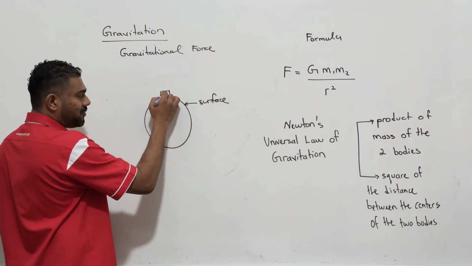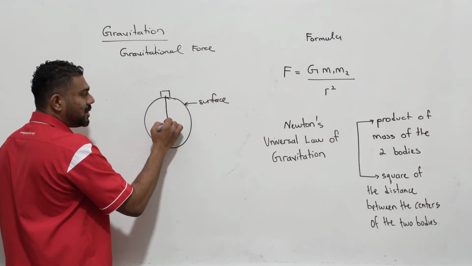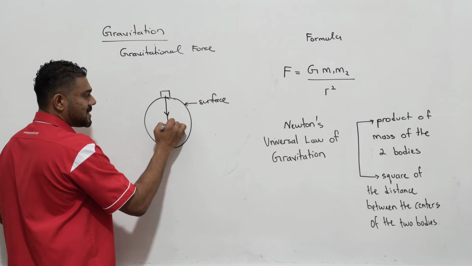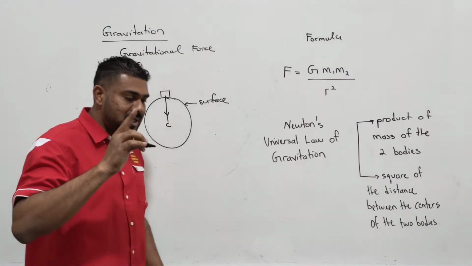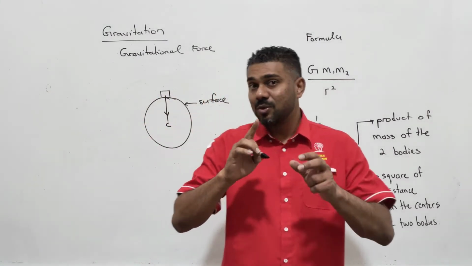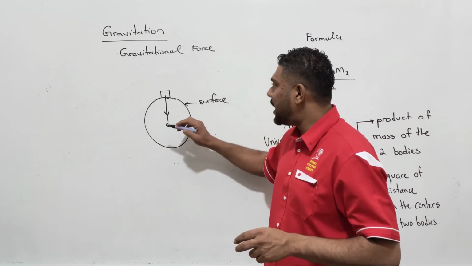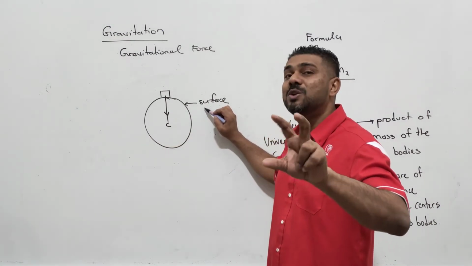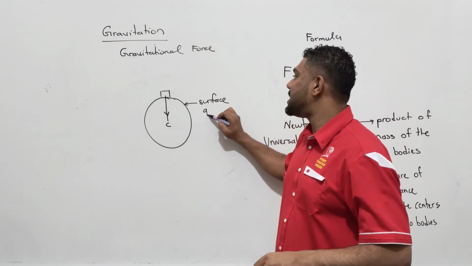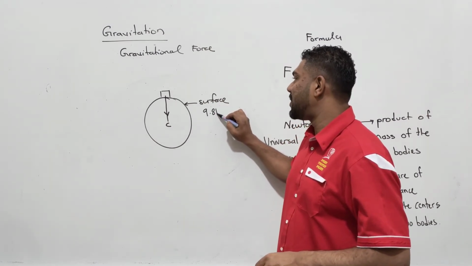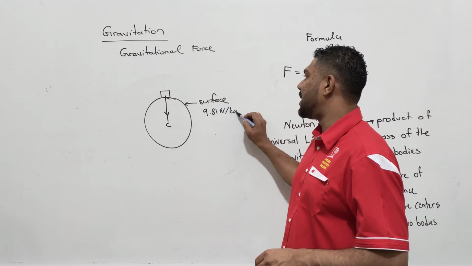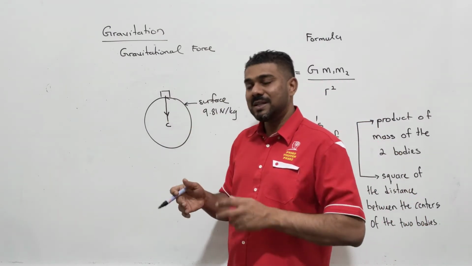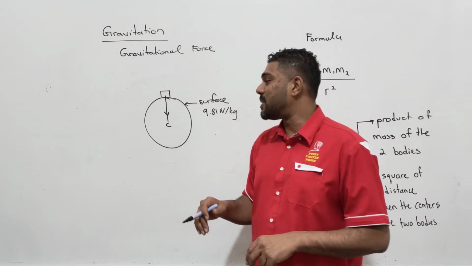So you have your force of gravity pulling the object towards the center of the Earth. Okay? Now just a note that I need you all to understand. On the surface, we took an average of the gravity to be 9.81 newtons per kilogram. So this is the value that we have taken, 9.81 newtons per kilogram.